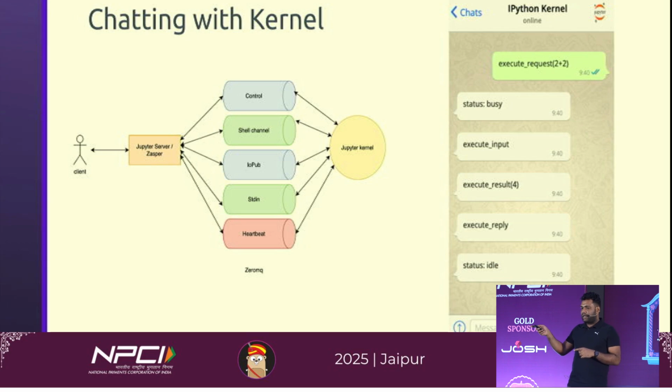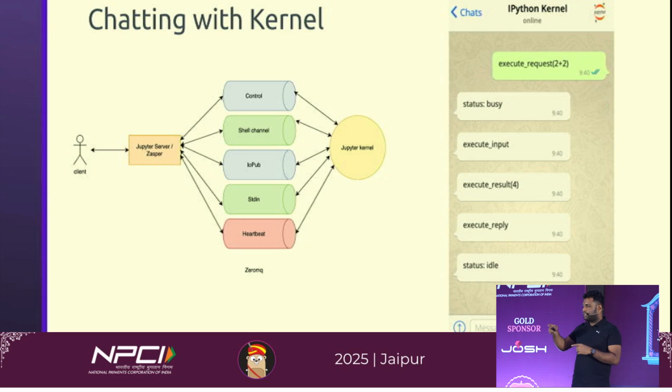How does this communication happen between these two processes? This diagram explains it in detail. I have tried to make it look like a WhatsApp chat. If a user interacts with an IPython kernel, what happens? Let's say I type a command, 2 plus 2. The answer should be 4, right? So you send an execute request, 2 plus 2, and then you get multiple messages: status busy, then the type of the request, then the result, and then the final status.